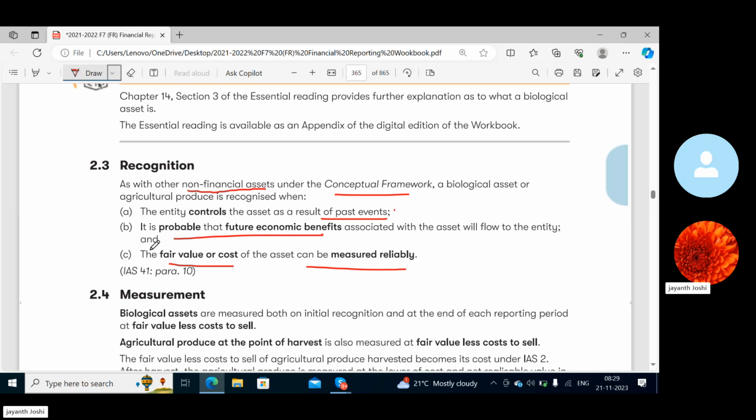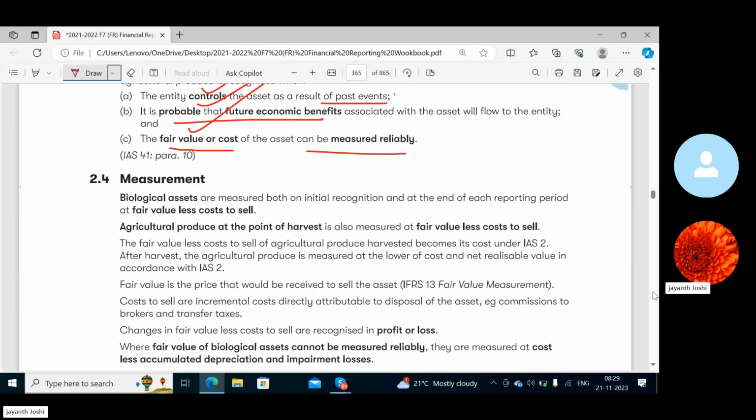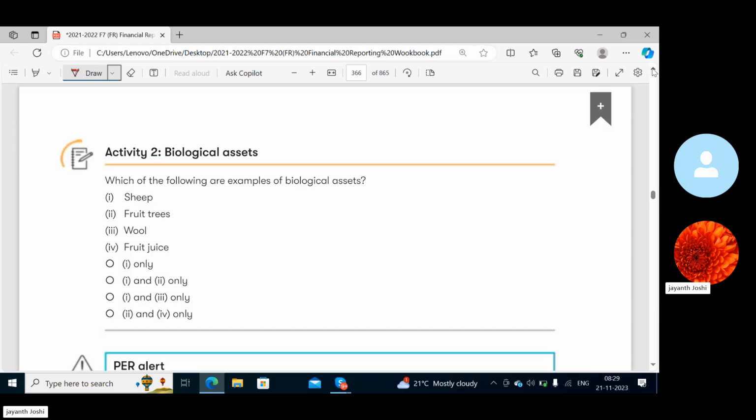Yes. First, you should have control of that asset. Second, you should get some benefits. Third, it should be measured reliably. Now comes the measurement. This is the final part, I think. Above this, nothing is there.